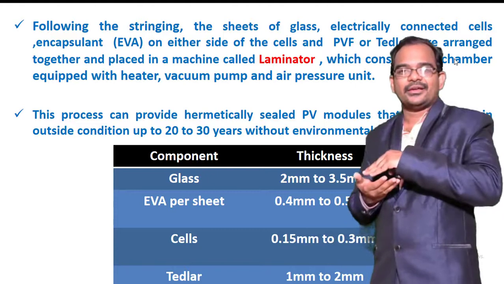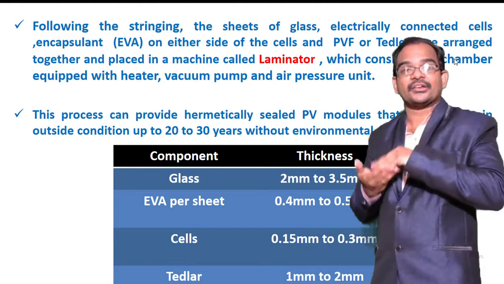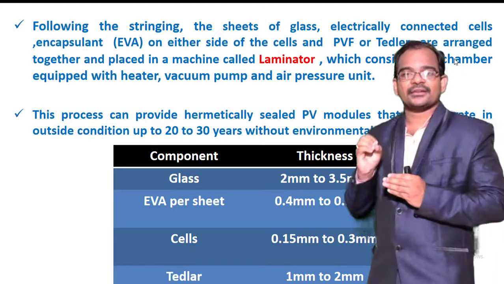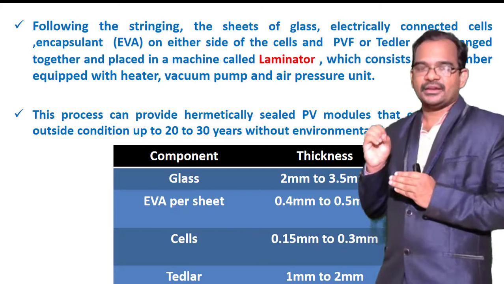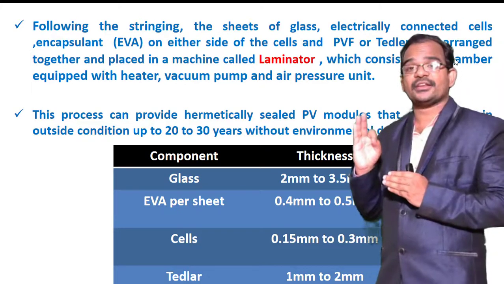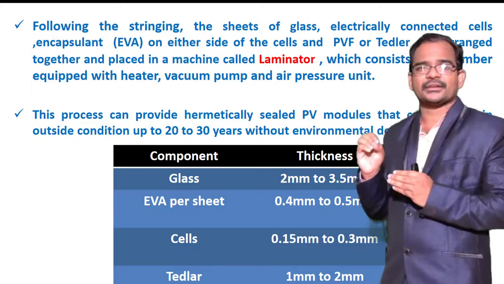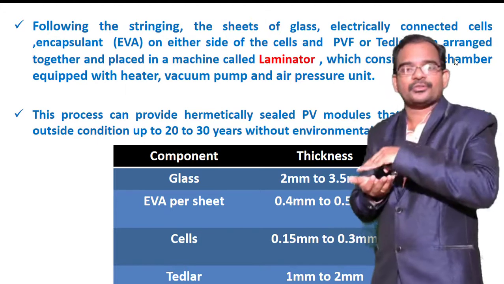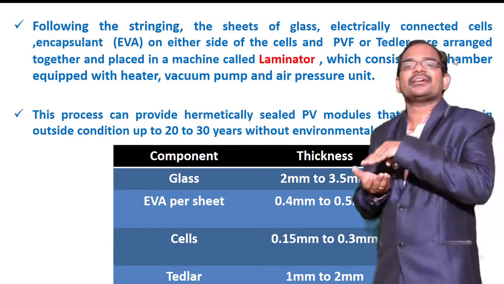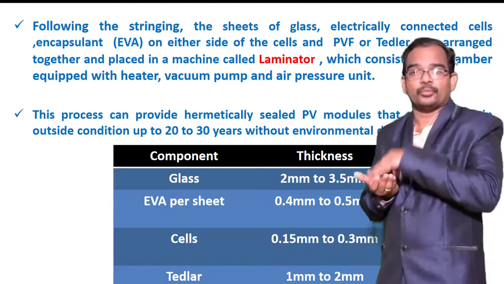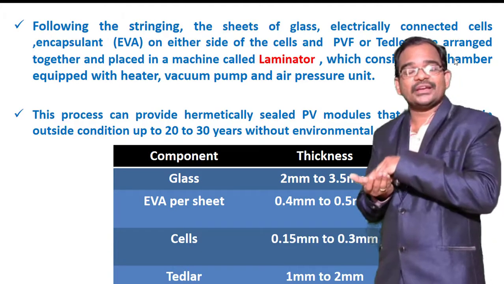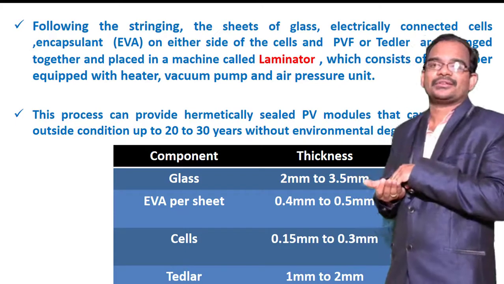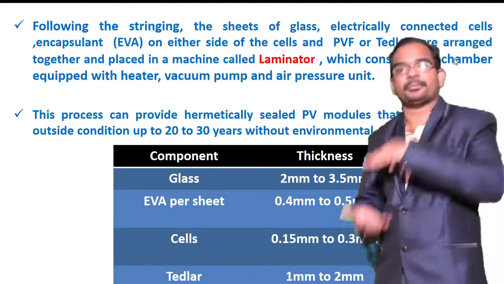All these things are arranged in a proper order, and now you have to place them in a machine called a laminator. This laminator consists of a chamber equipped with a heater, vacuum pump and air pressure unit. So what is the purpose of this laminator? This laminator will remove the air from within the gaps of these layers, and it will make this a hermetically sealed PV module that can operate in outside conditions for up to 20 to 30 years without environmental degradation. That is the reason why we need to laminate all these parts.